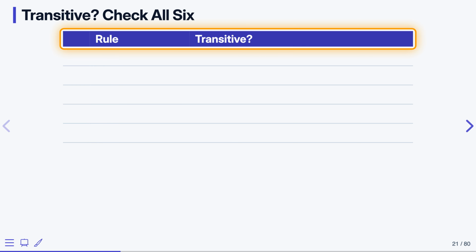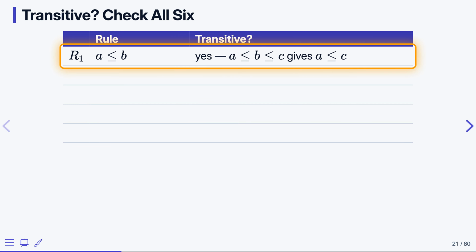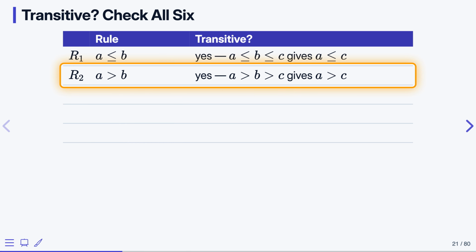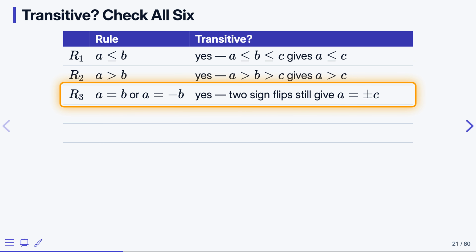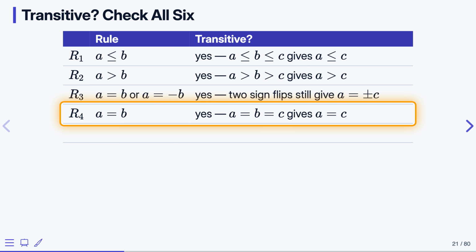Let's test all 6 for transitivity. R1, if A is at most B and B is at most C, then A is at most C, so R1 is transitive. R2, if A is bigger than B and B is bigger than C, then A is bigger than C, so R2 is transitive. R3, each step either keeps the number or flips its sign. 2 steps still leave you at plus or minus C, so R3 is transitive. R4, if A equals B and B equals C, then A equals C, so R4 is transitive.